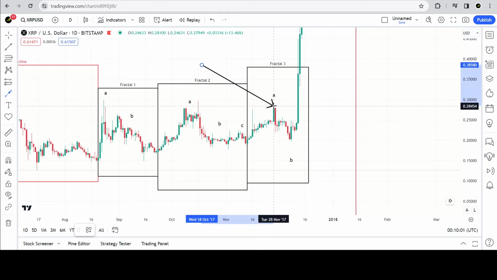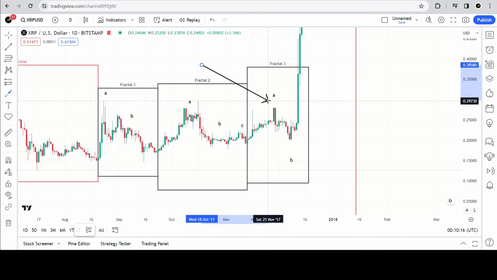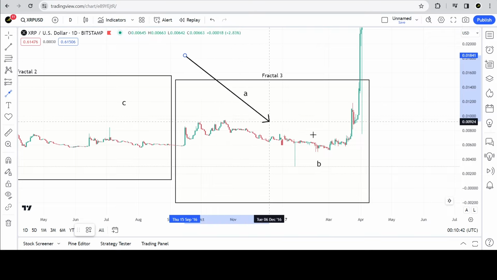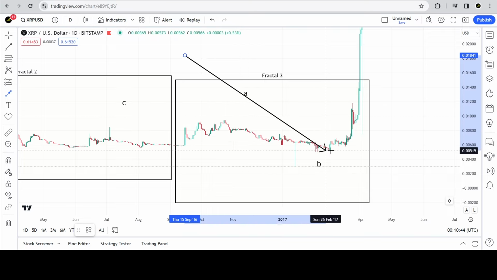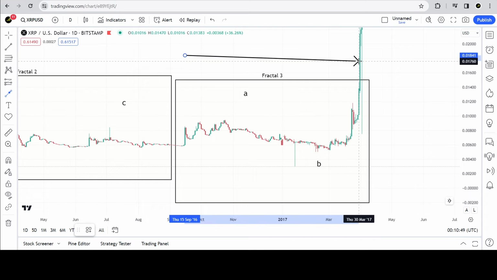Price moves up to a peak in part A. It then declines in part B. It then recovers, does a small correction right here before going into the bull run. Let's go back even further and examine the fractal 3 that came before this one. So price moves up to a peak in part A, it then declines in part B, it then recovers, does a small correction before going into the bull run.